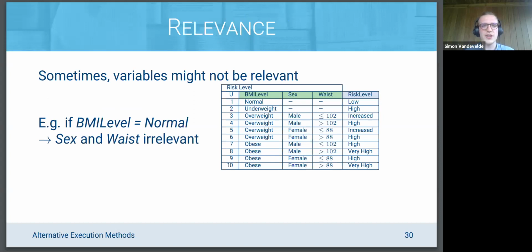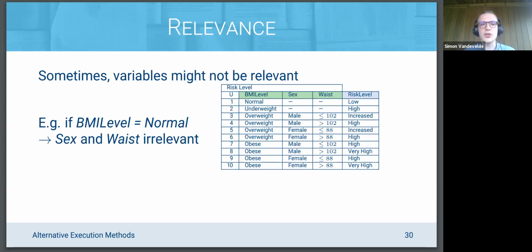Something else that is also relevant is that variables might sometimes not be relevant. I'm not proud of that joke, but consider that your BMI level is normal, which is applicable in the first rule. Then the value for sex and waist would be completely irrelevant, right? So if you are actually performing a bottom-to-top approach, you wouldn't need to input that information.